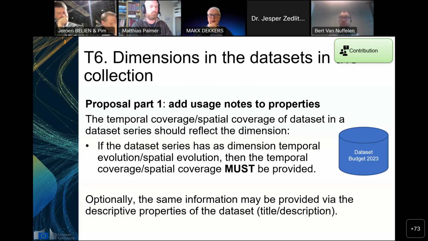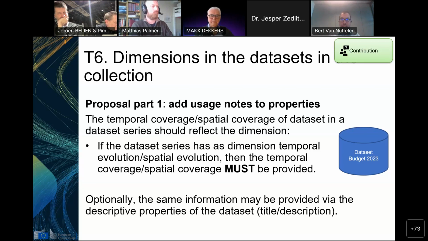So budget 2001, budget 2004. What do we want to have then for the temporal coverage? Since the dataset series evolves over time in the temporal dimension, the proposal is that each dataset should explicitly mention its temporal coverage. So for the dataset budget 2023 on the right-hand side, we expect that the property temporal coverage has the value 2023.